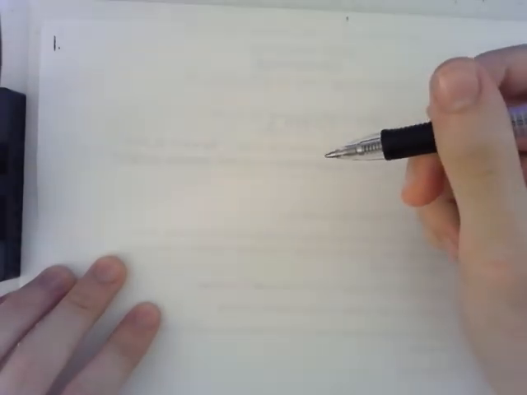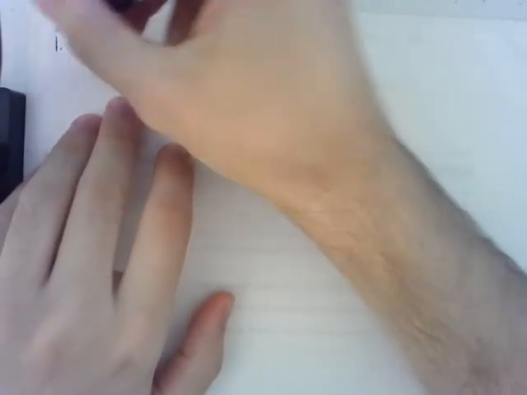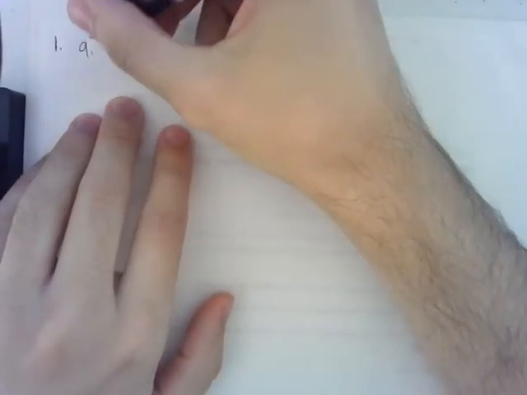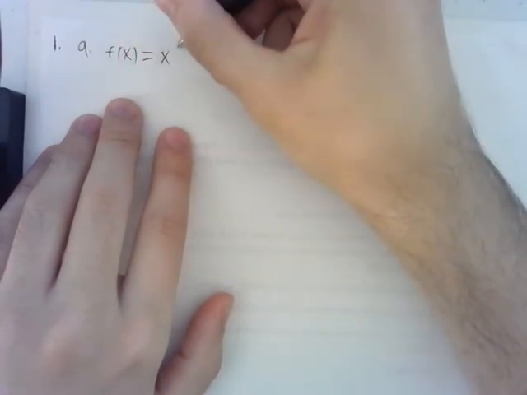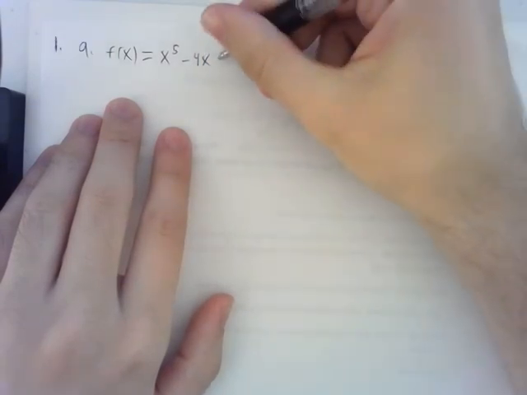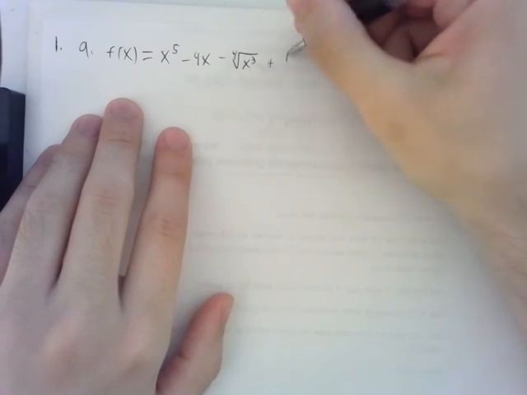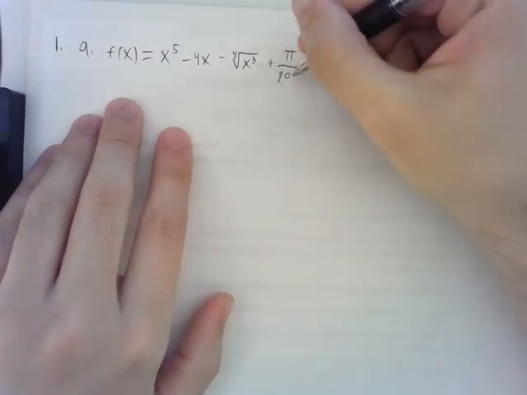Okay, so in this video I'm going to be going over problem 1 from the first exam. So this problem involves taking the derivatives of several functions. So the first function we have to look at is f of x equals x to the power 5 minus 4x minus 4th root of x cubed plus pi divided by 9072.